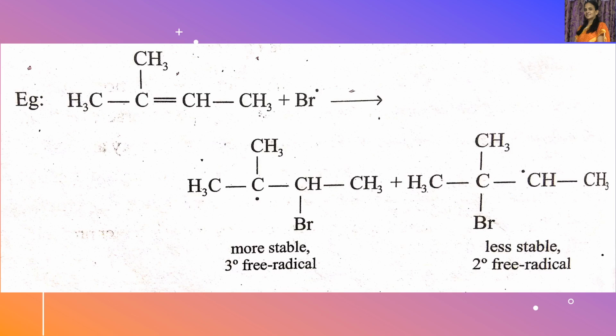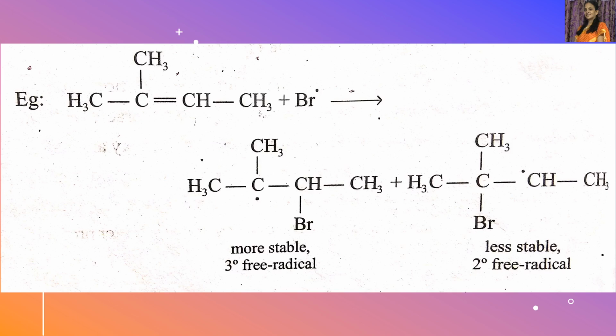If it attacks this other carbon, then a bond is formed between the tertiary carbon and bromine. Thus, we get this free radical. Now, if bromine goes to this carbon, this is the free radical obtained. This is a tertiary free radical which is more stable. If bromine goes to the tertiary carbon, we will get this free radical, you can see a secondary free radical which is less stable. So always the more stable free radical is produced. Therefore, this will be the major product.